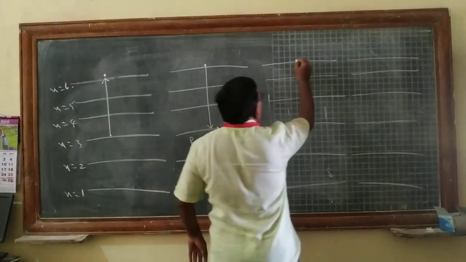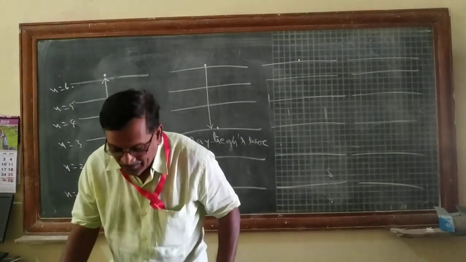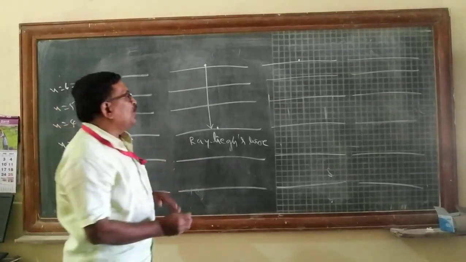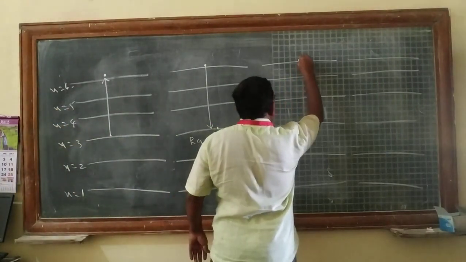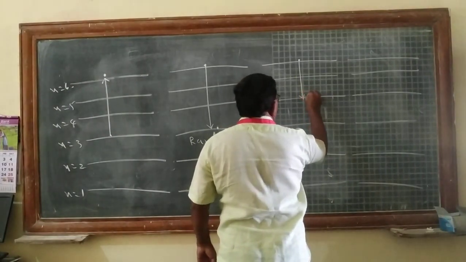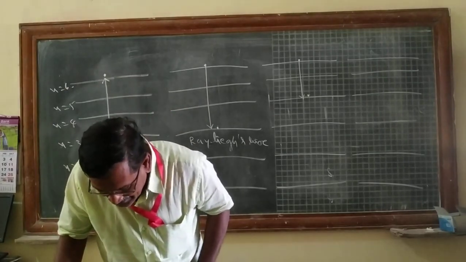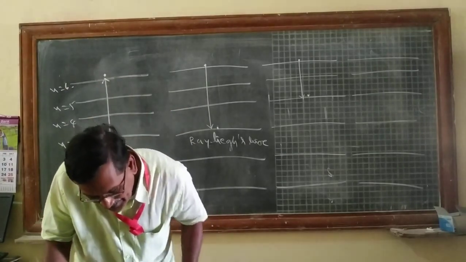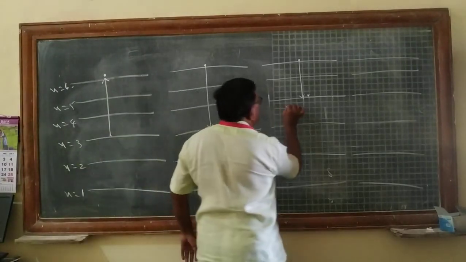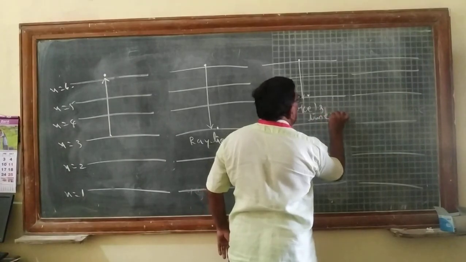Then if the electron is present in the 6 energy level, it will jump to the 4th energy level. It will be present in the 4th energy level, so that it will be called Stokes lines. This is called the formation of Stokes lines.